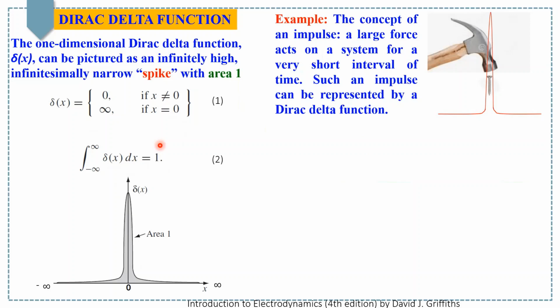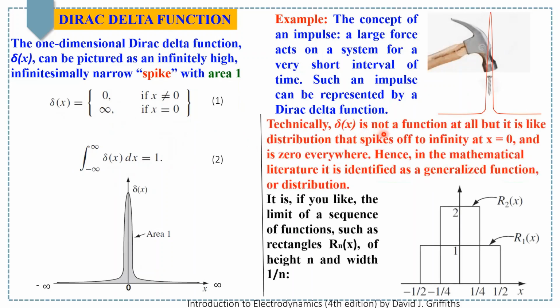These two expressions show that the Dirac delta function is a singular function that vanishes everywhere and is only defined at x equal to 0. Technically, delta of x is not a function at all, but it is like a distribution that spikes off to infinity at x equal to 0, and it is 0 elsewhere. Hence, by taking the integration from minus infinity to plus infinity of this Dirac delta, we get 1. Hence, based on these conditions, it is identified as a generalized function or distribution.